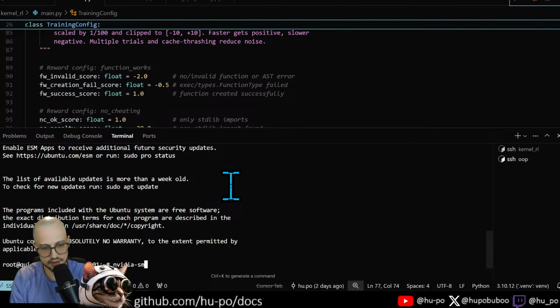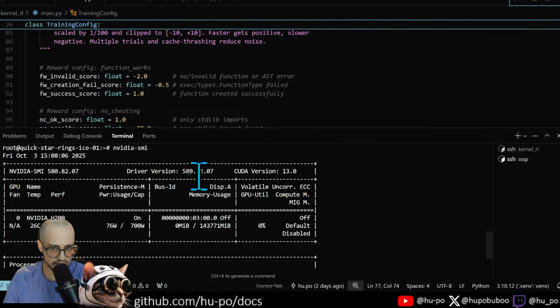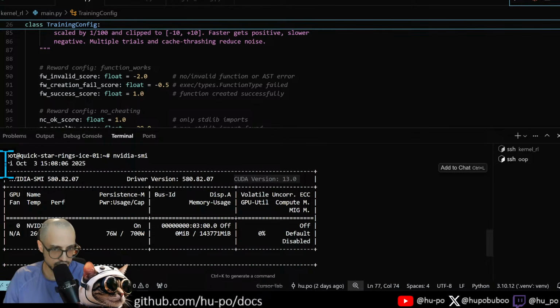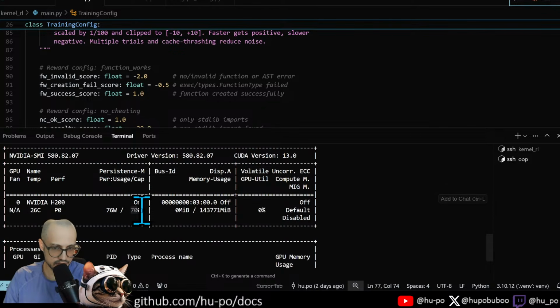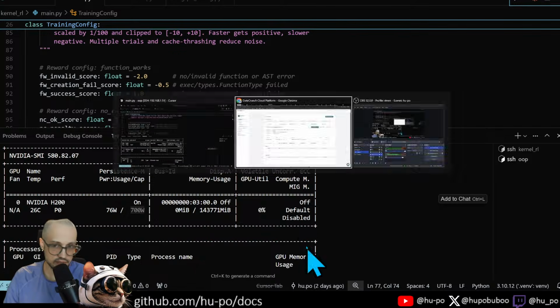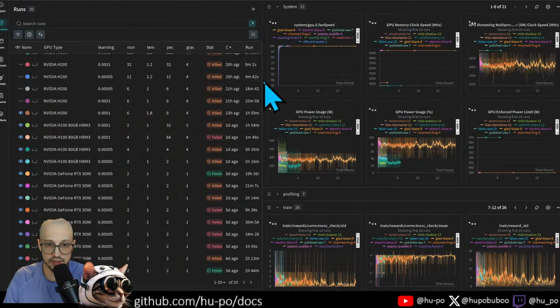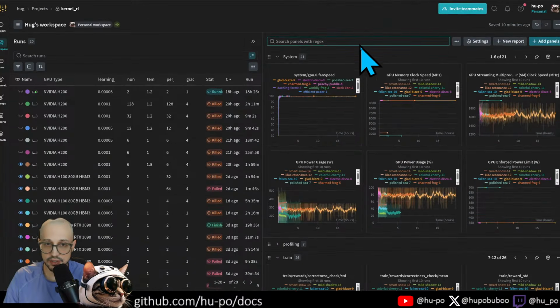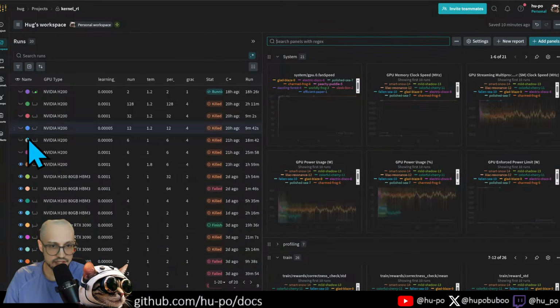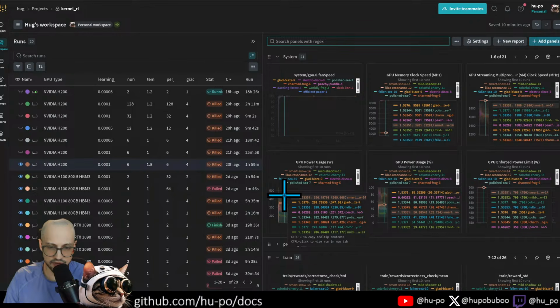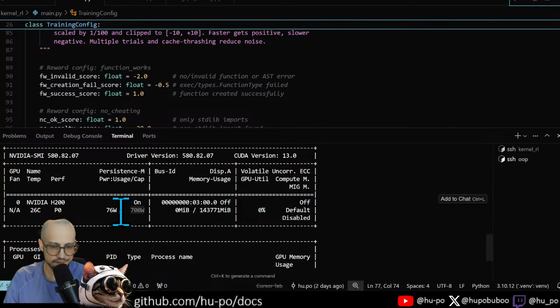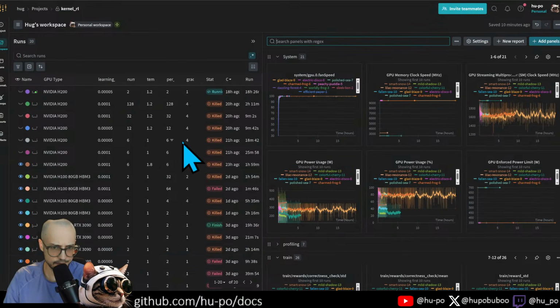nvidia-smi. There you go. There's our nice little H200 with CUDA 13. It has 143 gigs of VRAM, which is savage. And you can see here the max consumption is 700 watts. So even this usage that we had here with this H200, of like 350, that's still actually pretty low for the power usage. Okay.